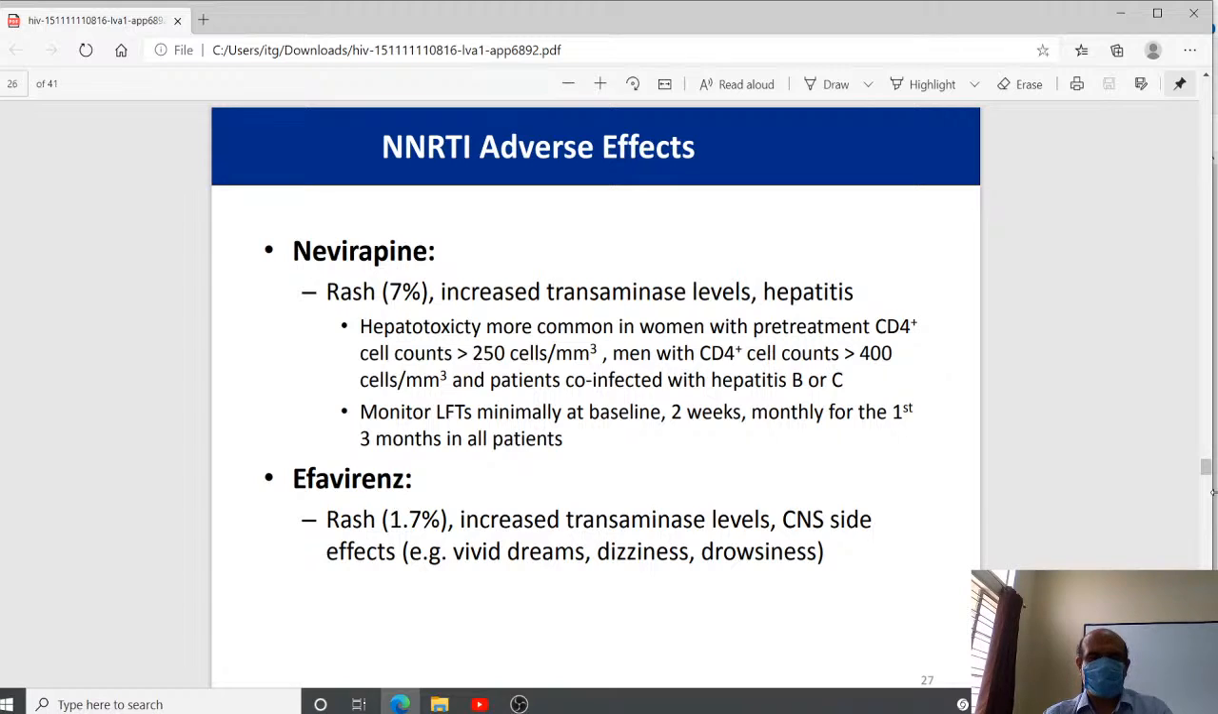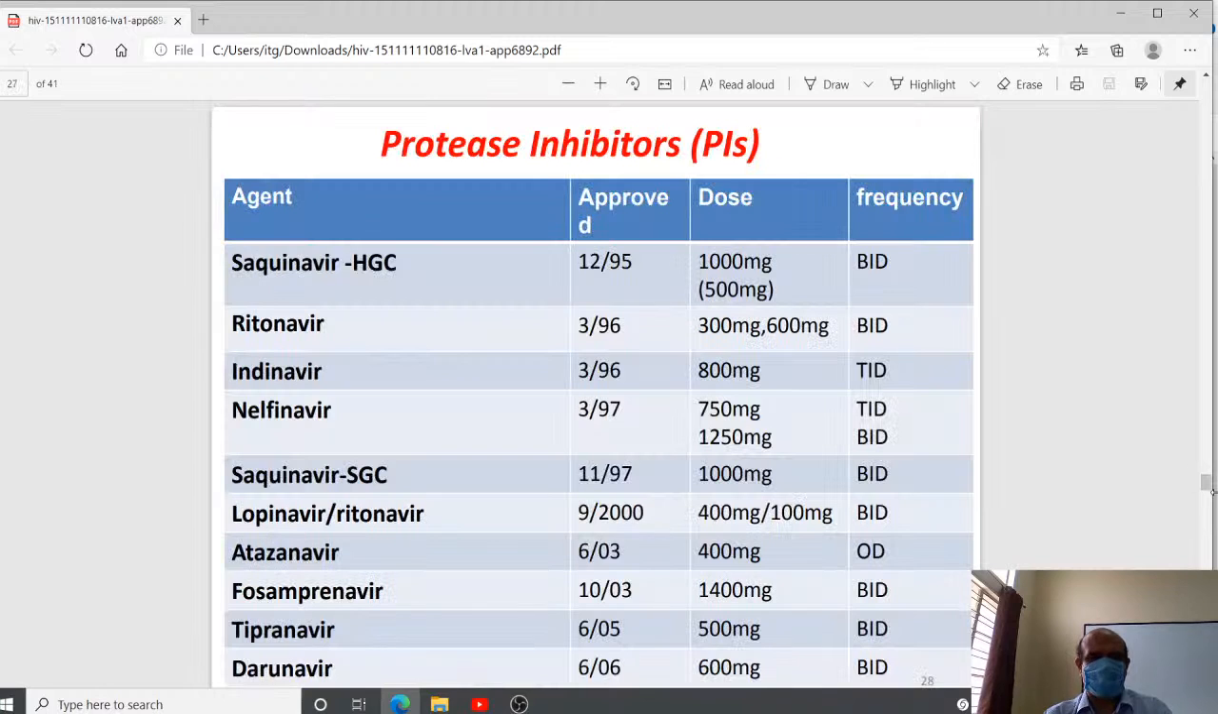Efavirenz: rashes around 1.7%, increased transaminase levels, and CNS side effects. For example, vivid dreams, dizziness, and drowsiness can happen because of that.